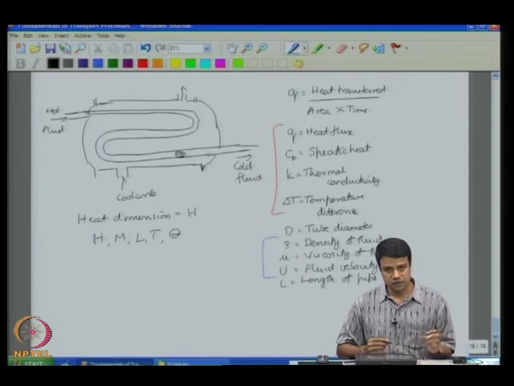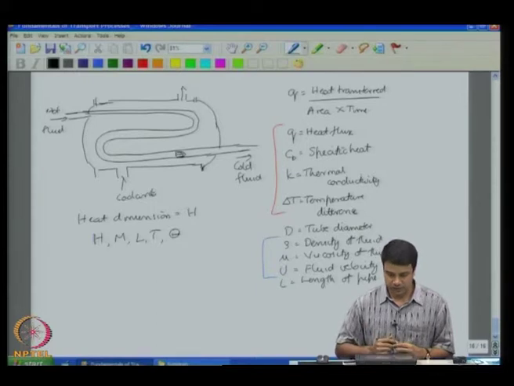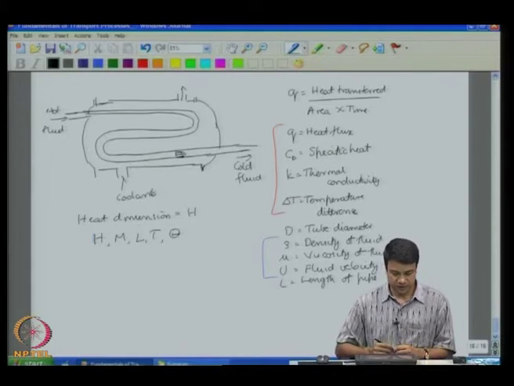Convection is the transfer due to the mean flow of the fluid, and that is going to be affected by the flow properties, specifically the fluid velocity as well as the density and viscosity. Density determines the inertial stresses in the flow, and viscosity determines the viscous stresses.